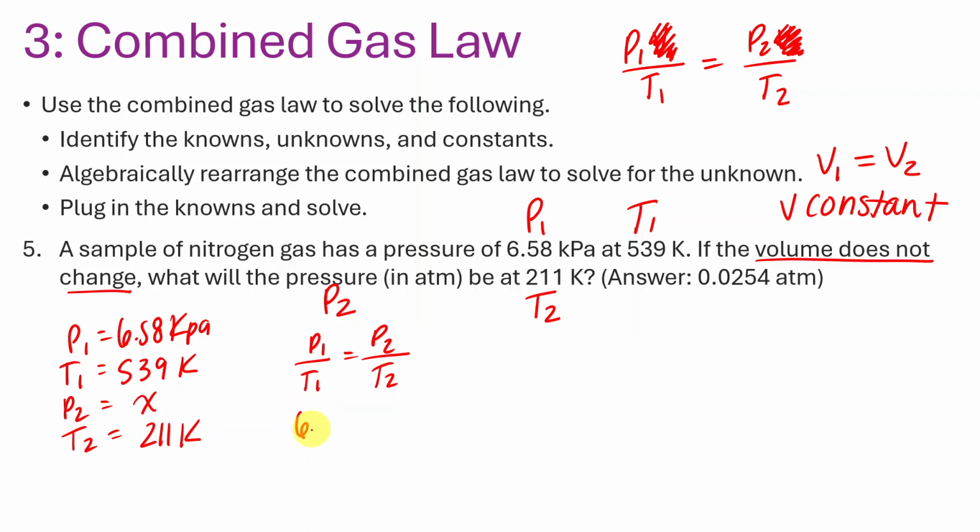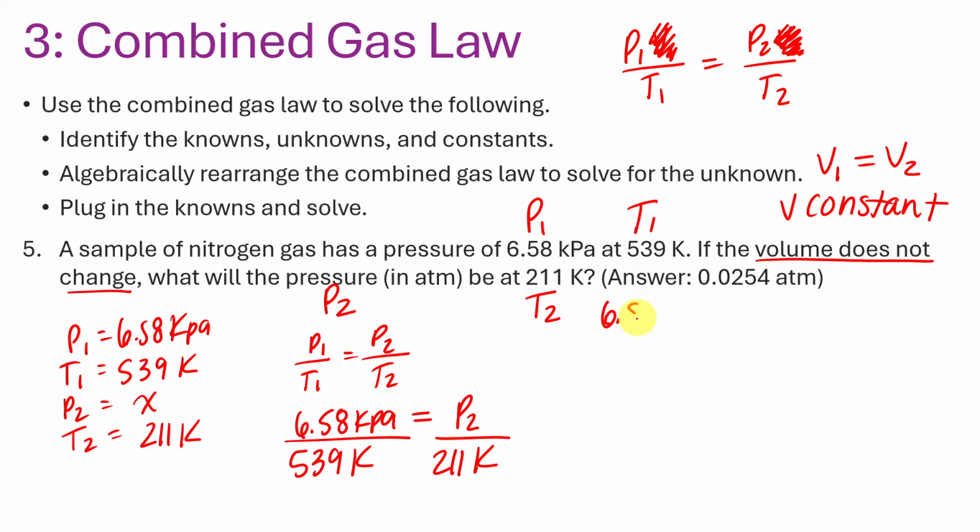So that's going to be 6.58 kPa is equal to, I'm just going to put P2, that's the variable that we're solving for. You could also put X if you prefer, but we're just solving for this variable. And T1 is 539 Kelvin, and T2 is 211 Kelvin. So there's a couple ways you can solve this. You can find the ratio first and then multiply by 211. You could cross multiply if you prefer. So I'm going to go ahead and cross multiply.